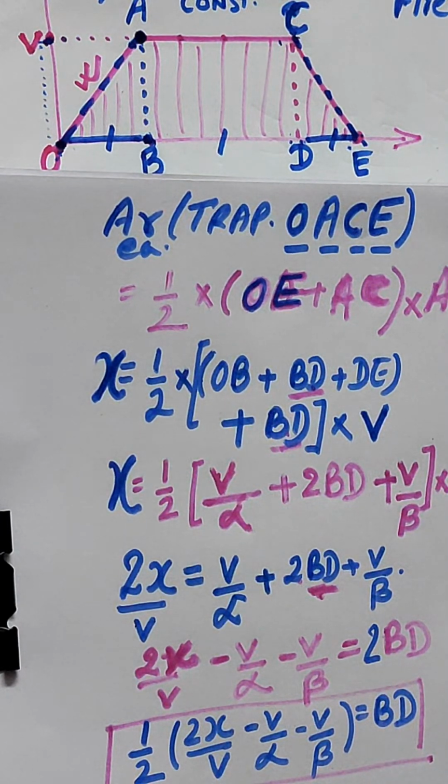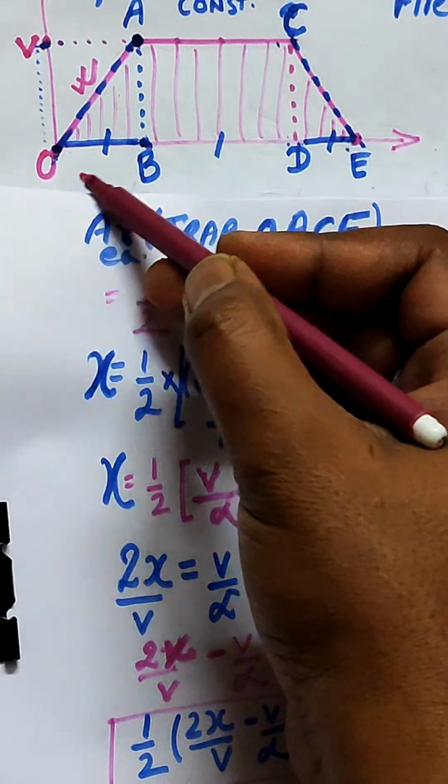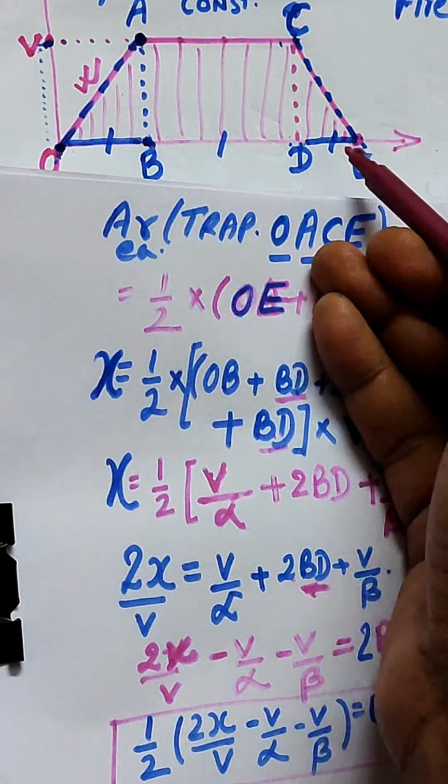Now, the total time taken from here to here is OB plus BD plus DE.